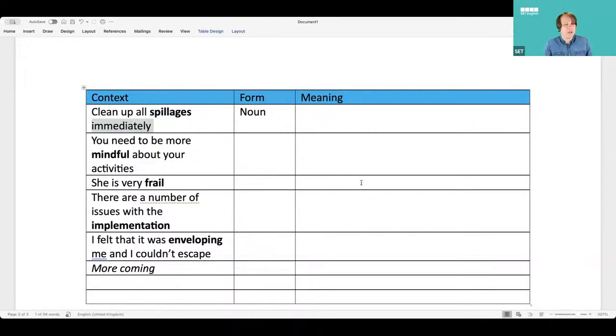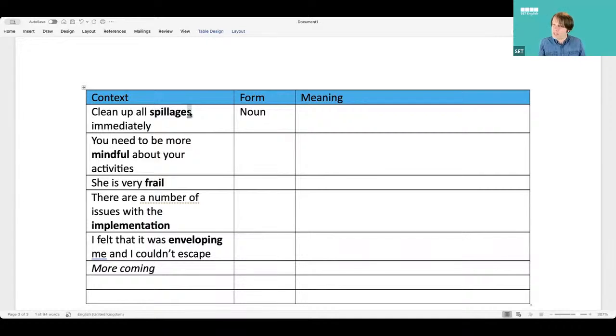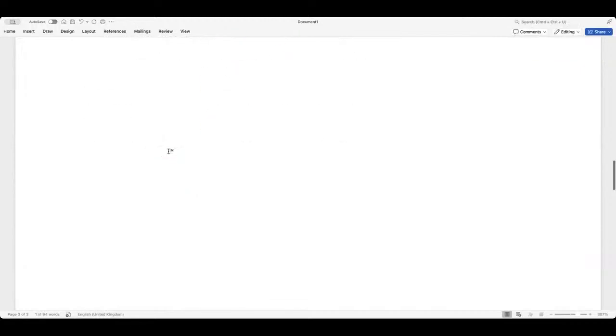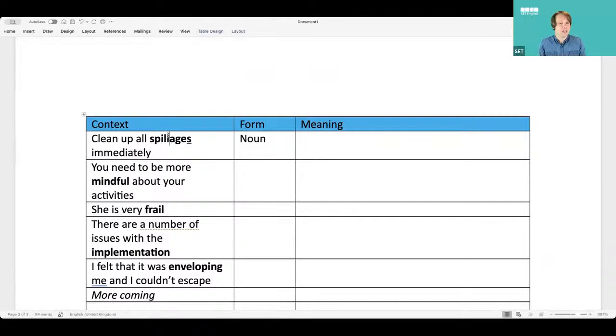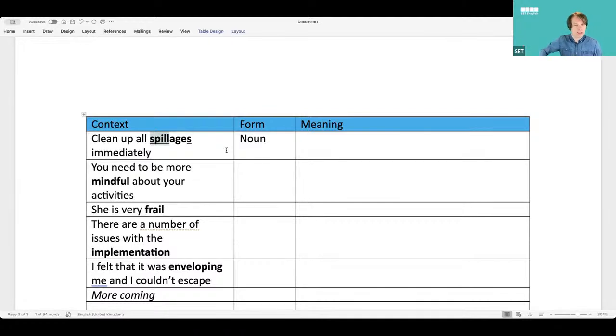Do we have any prefixes or suffixes? Well, we have the plural, I guess. It's not really a suffix, but yeah, okay, plural suffix. Are there any words inside this? Are there any words like international inside it? Yeah, like spill. Yes, spill. What is a spill? Like a verb. Pour something on the floor. You push something on the floor, it goes down, right? But this is a noun, so what do we think it means, guys?